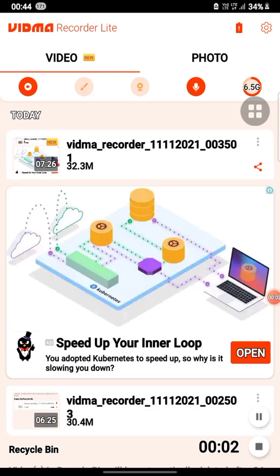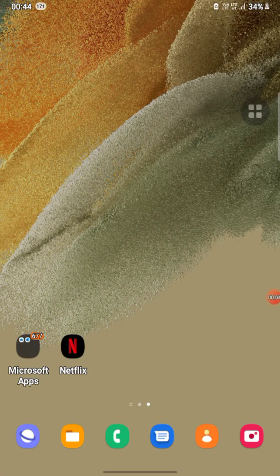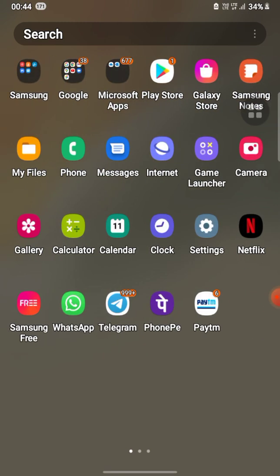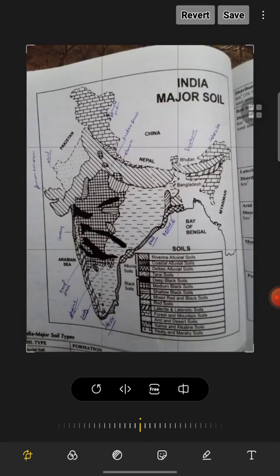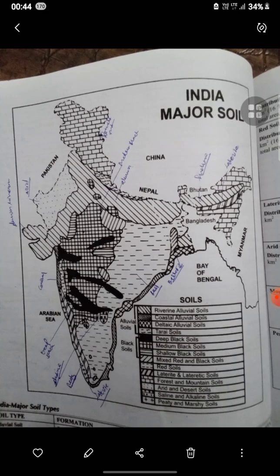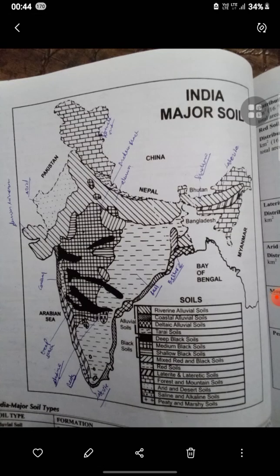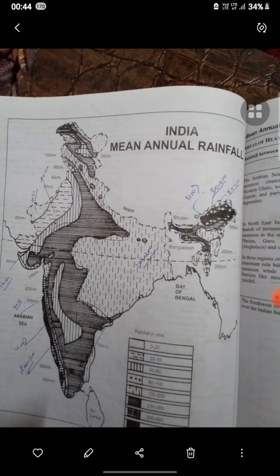Everyone, so now next lecture on rainfall in India. So we are going to give a diagram, and with the diagrammatic representation. Yeah. So we are going to discuss this with the diagrammatic representation.